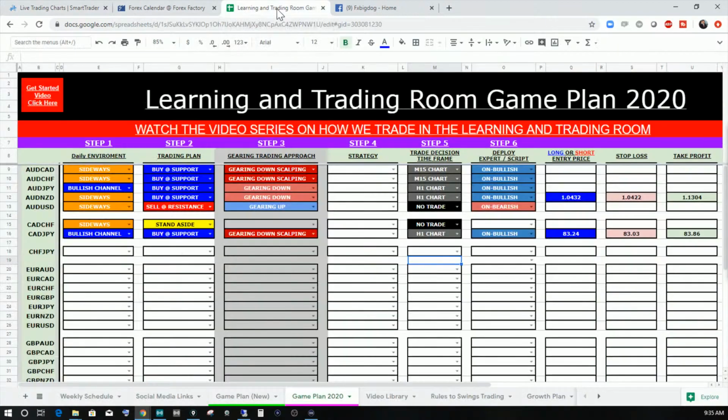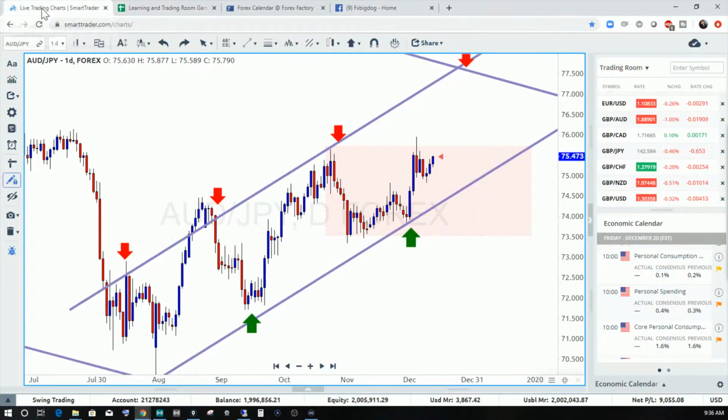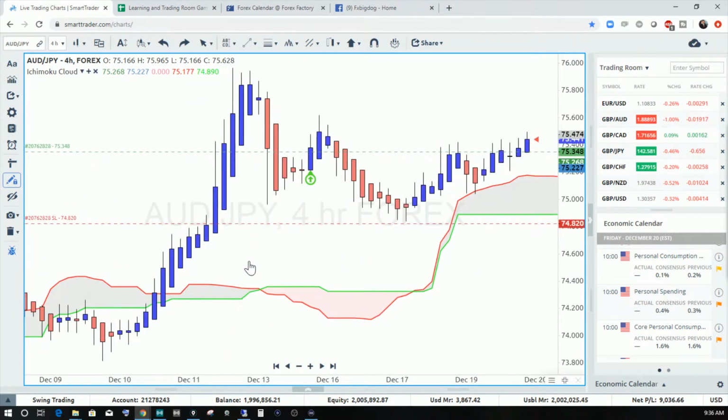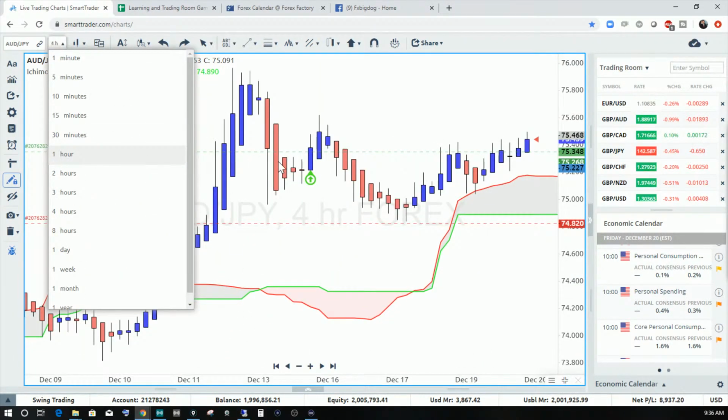So what we've gone ahead and decided here on the Aussie JPY, we said that we had a bullish channel, we're buying at support. We're using a gearing down approach, which is a 1 hour time frame, and then we're going ahead and deploying the system bullish. And so what it's going to do is go down to the 1 hour chart, which is this one right here.